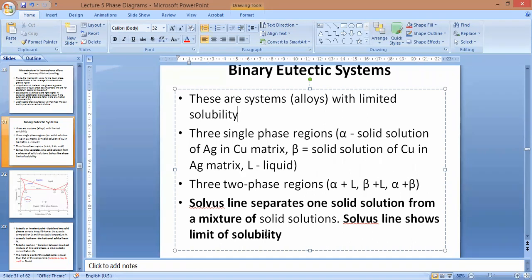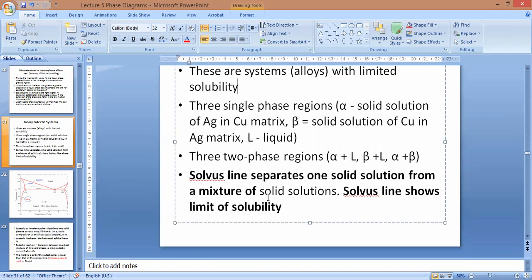So there's what is known as the solvus line. We looked at the solidus and the liquidus, but then we have an introduction of a different type of line, which is known as the solvus line. This is a line which separates one solid solution from a mixture of solid solutions. I'll read that again. It separates one solid solution from a mixture of solid solutions. This solvus line shows the limit of solubility. Look at it in the diagram.